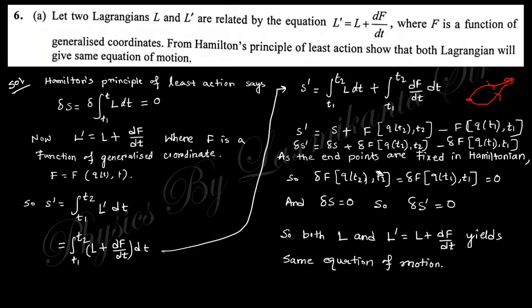That's why the delta of these two end points, if this point is taken as q1 and this point is taken as q2, as these are fixed, their variation will be 0. As these two are 0, delta S prime equals delta S. As delta S equals 0, we can easily say that delta S prime is also 0. So we can say that L as well as L prime follow the same equation of motion. I think this answer is clear.